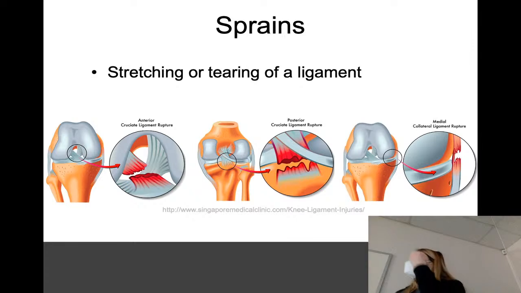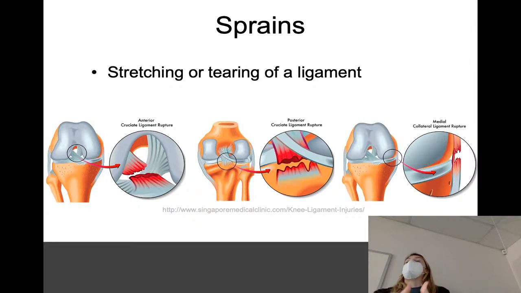So a sprain is going to be a stretching or tearing of a ligament. You can have varying degrees of a sprain. You can sprain your ankle or sprain your ACL, but not require surgery, because you have just stretched it a little bit, it's not torn, and it can heal and scar back down.